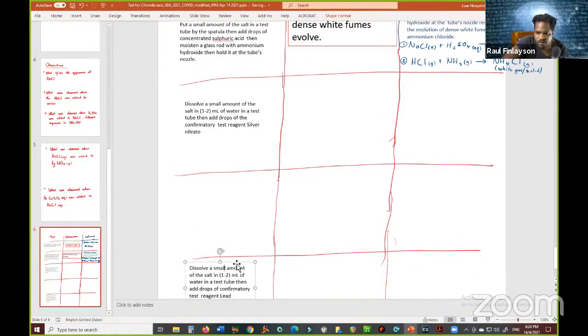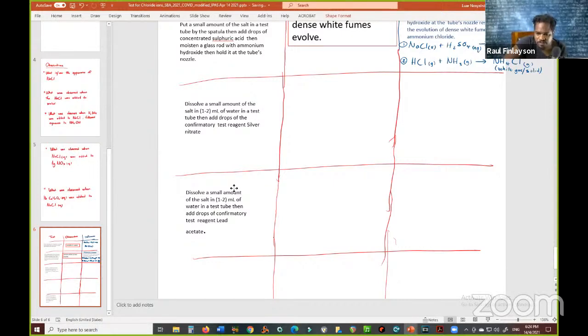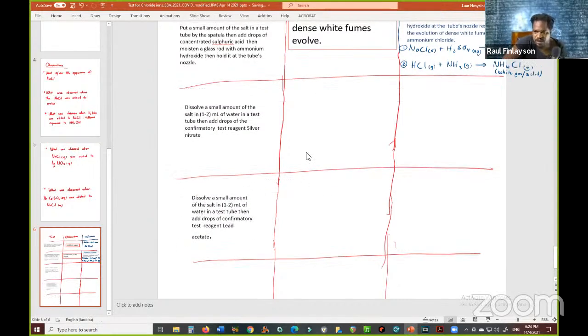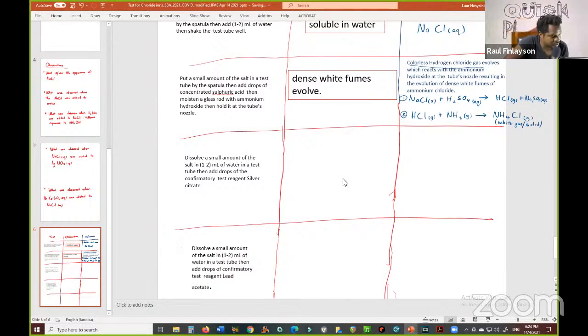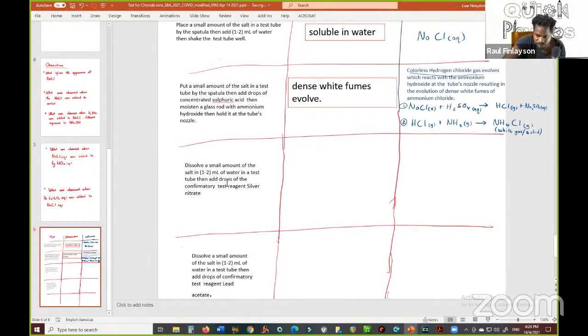All right, this can move up as well. This one is the lead acetate here. All right, these also have equations, guys. Important equations. This one very important though.